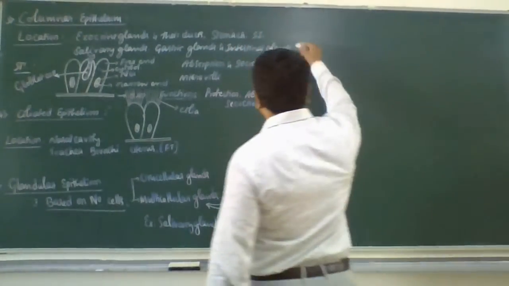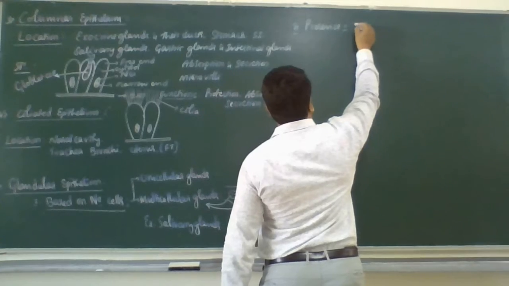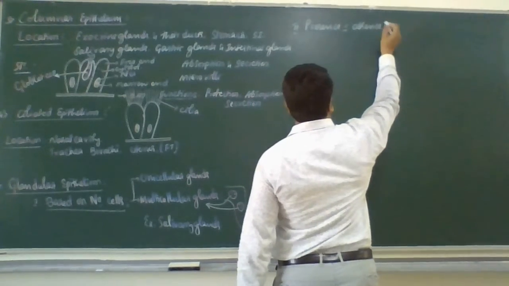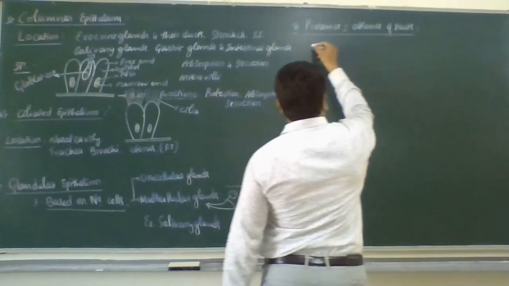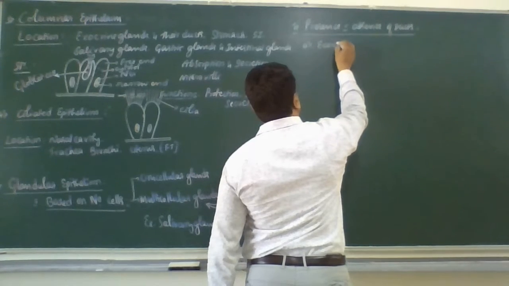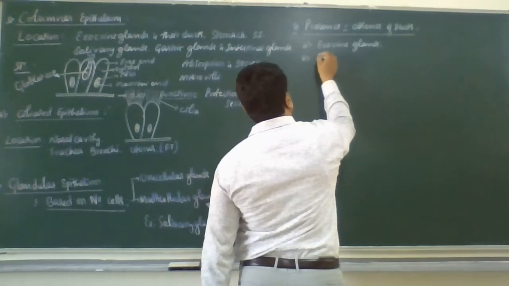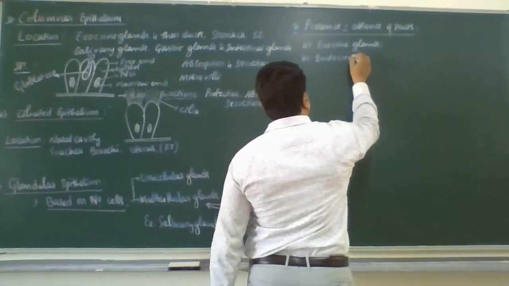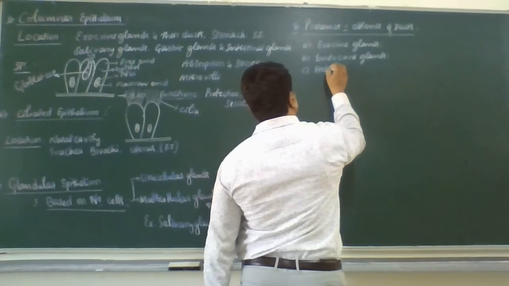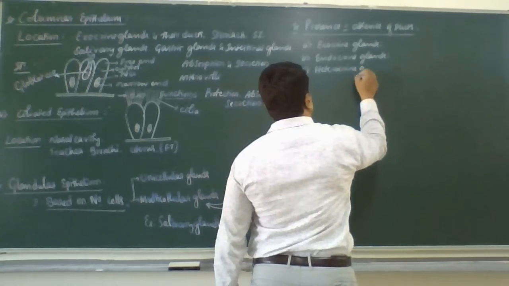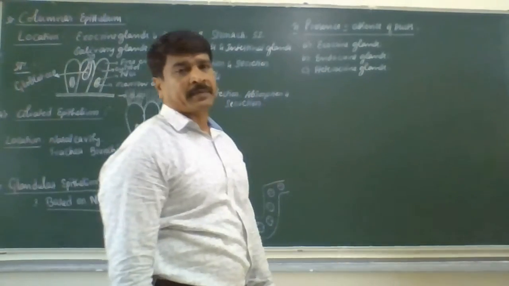Next, the second one. Based on the presence or absence of ducts, glands are of three types: exocrine glands, endocrine glands, and heterocrine glands. These are the three types of the glands.